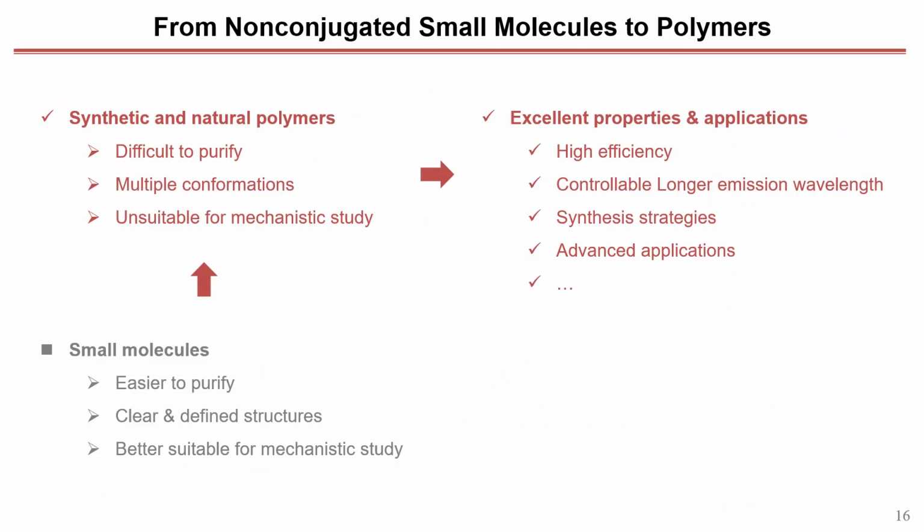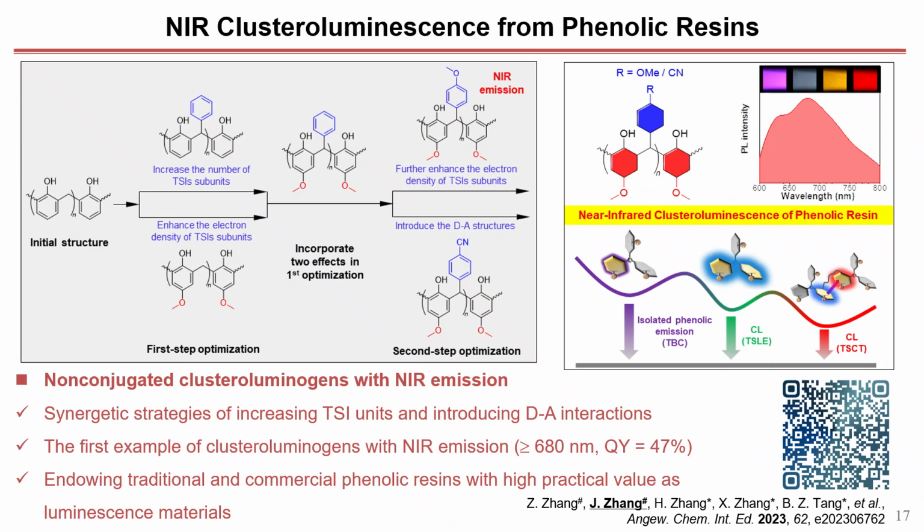From small molecules, we understand the mechanisms and the manipulating strategies of through-space interaction. Meanwhile, we hope to apply them to polymers to realize the design and synthesis of good clusteroluminescence materials. Therefore, in another work, we successfully synthesized isolated phenol ring-based polymers with near-infrared clusteroluminescence by integrating two structural optimizations, including increasing the electron density for through-space interaction and introducing DA interactions. This work also endows this traditional and commercial phenolic resins with excellent luminescent property, which shows potential to be applied in many areas.